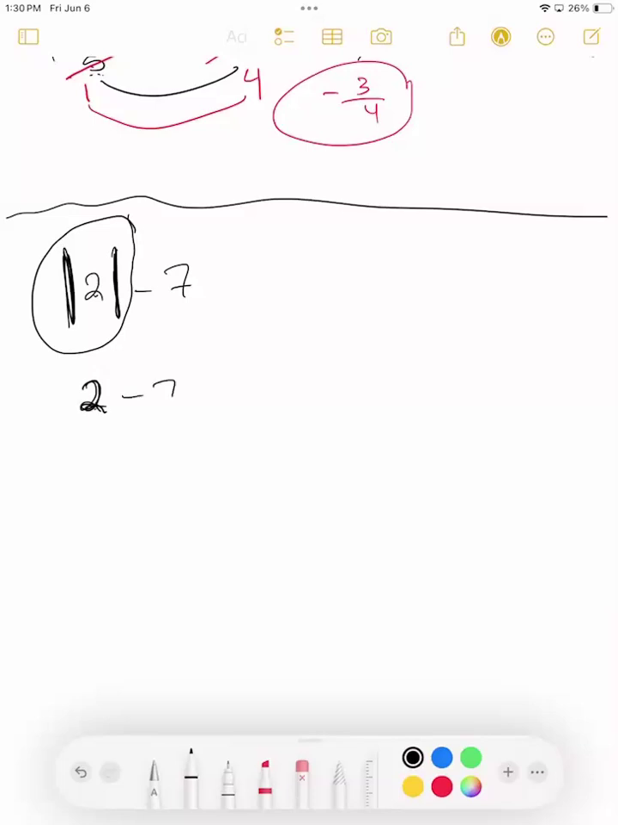Minus 7. We start with the bigger of the two. Bigger of the two is 7. And it's negative. So negative means you borrowed. You borrowed 7, you return 2, so you still owe 5. The answer is negative 5.